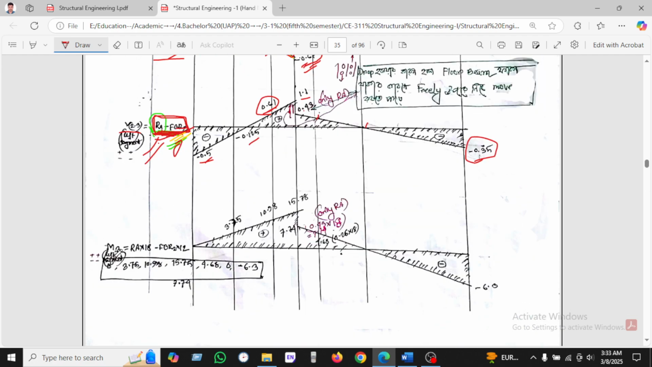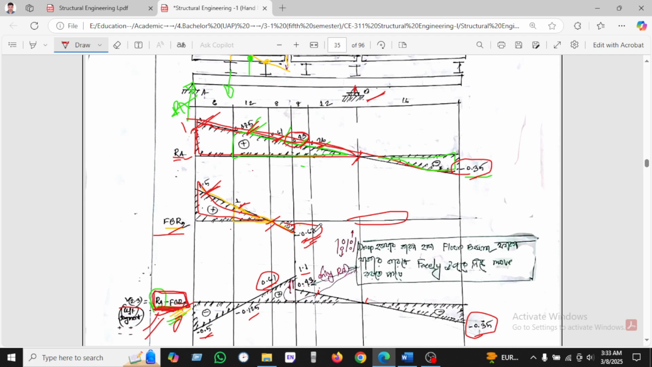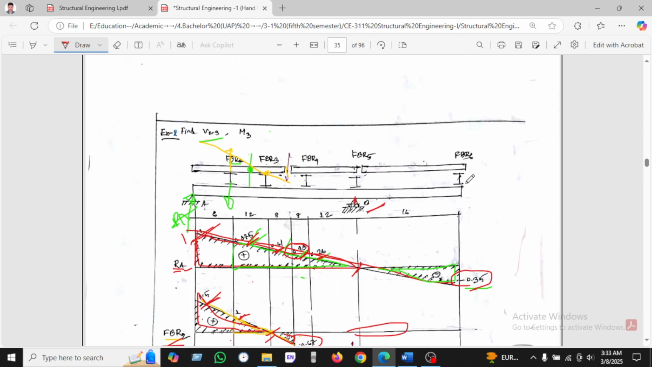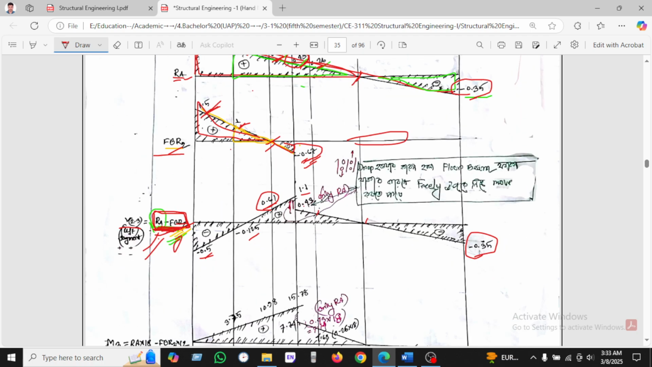Similarly, I will calculate the M3. So if we calculate the M3, at first I will calculate MB.